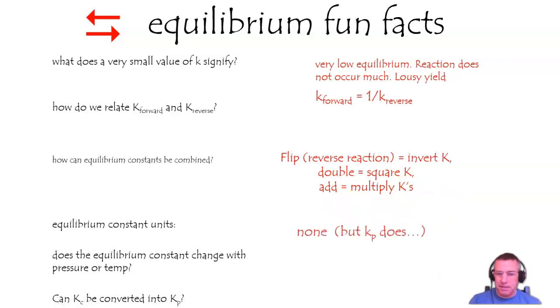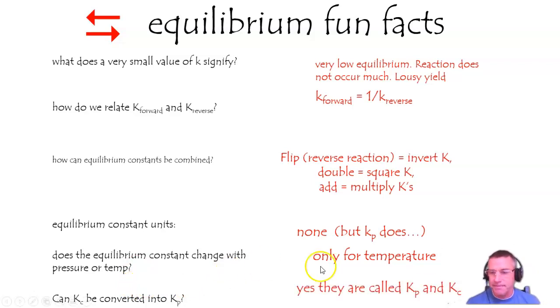The constant units are none, but if you're dealing with an equilibrium constant regarding pressure, you're going to have units of atmospheres typically. And does it change with pressure or temperature? Only temperature, not pressure. And can you convert Kc and K sub P? Yeah, there's a formula for that. And that's the subject of another video.